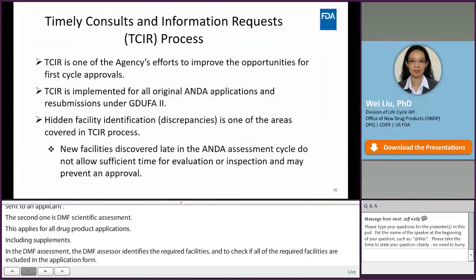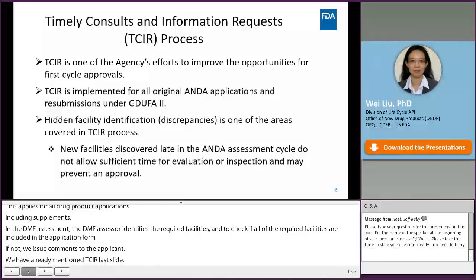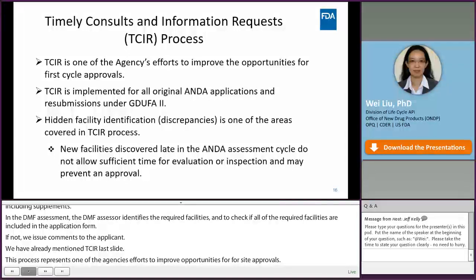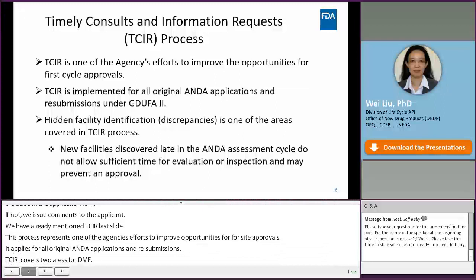We have already mentioned TCIR in the last slide. This process represents one of the agency's efforts to improve the opportunities for first cycle approvals. It applies for all original ANDA applications and resubmissions under GDUFA 2. TCIR covers 2 areas for DMF. Hidden facility identification is one of them, because new facilities discovered late in the ANDA assessment cycle do not allow sufficient time for evaluation and inspection, and may prevent approval.